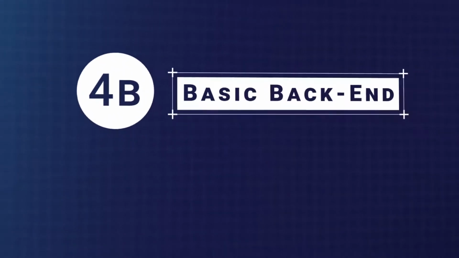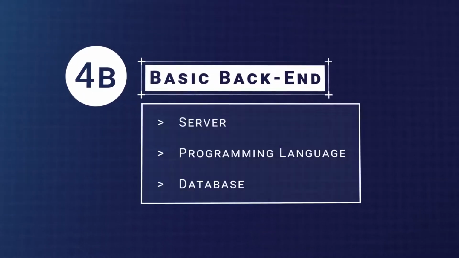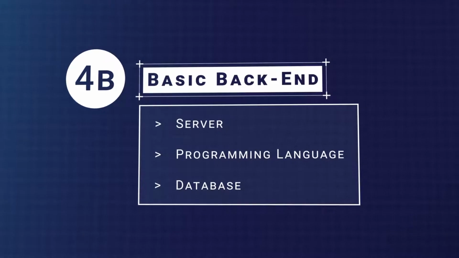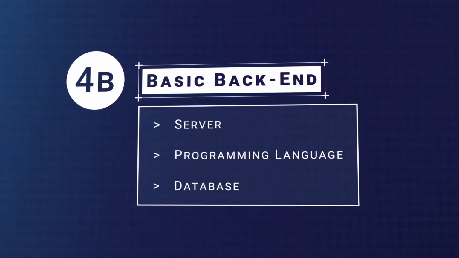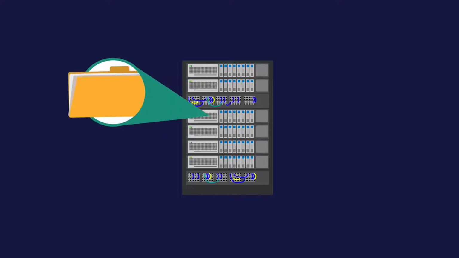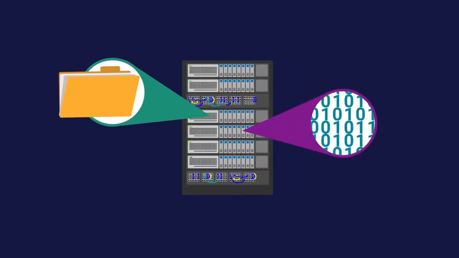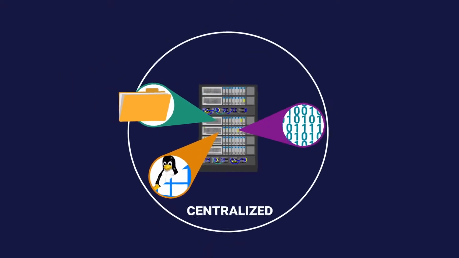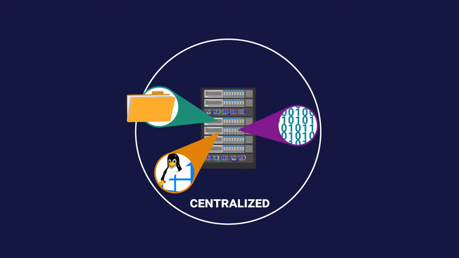Let's move on now to our last section, back-end web development. The backend, or server side of web development, is made up of three main components: the server, a server-side programming language, and the database. As we mentioned at the very beginning, the server is the computer where all website files, the database, and other components are stored. Traditional servers run on operating systems such as Linux or Windows. They're considered centralized because everything, the website files, backend code, and data, are stored all together on the server.